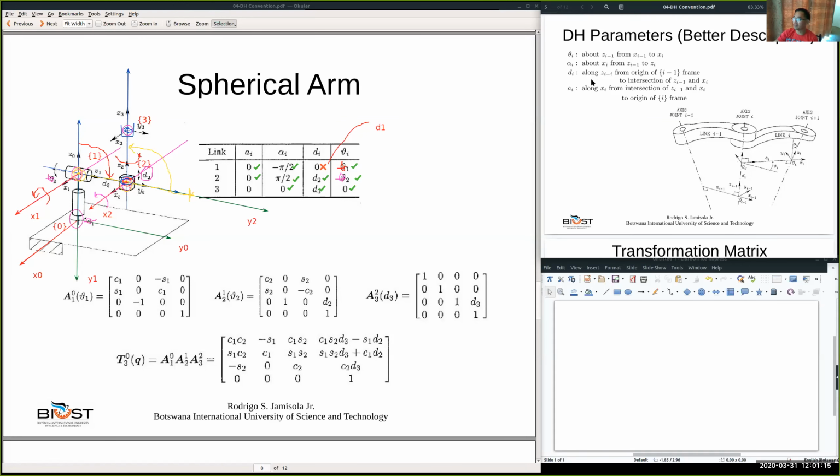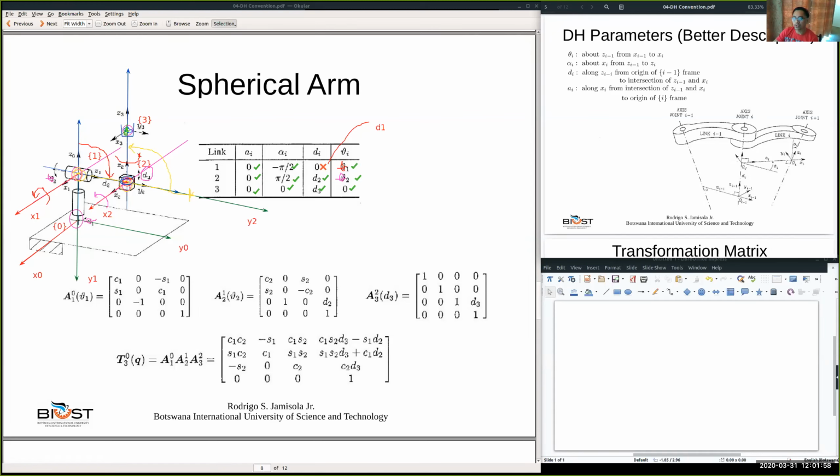Lastly, you have A3 along X3. Where is X3? This is X3. Now, from the intersection of Z2 and X3, that's the intersection. Let me draw again. This is the intersection of Z2 and X3, and the origin of frame 3 is also here. They're both coincident, so it doesn't matter. That's 0, it doesn't matter which axis it is. Finished.